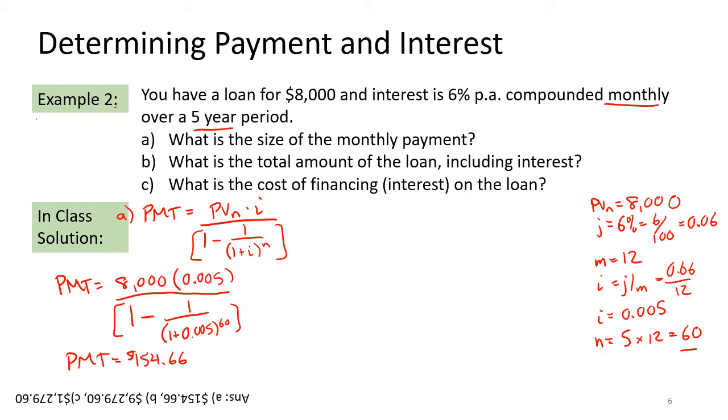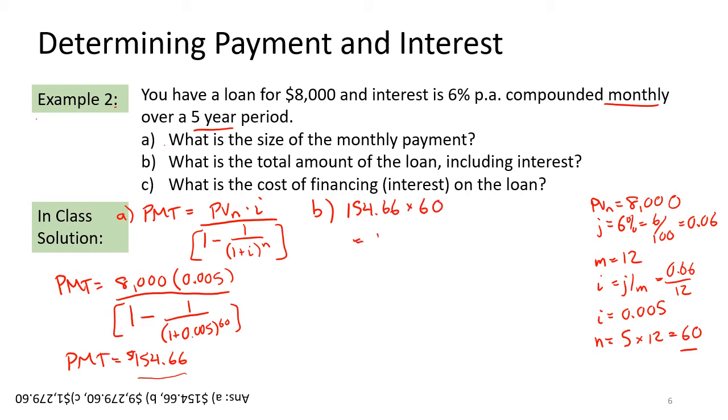So part B is, what is the total amount of the loan including interest? So think about it. If that total loan is just however much you are paying each payment multiplied by the number of payments. So in part B, it's $154.66 multiplied by 60 payments.